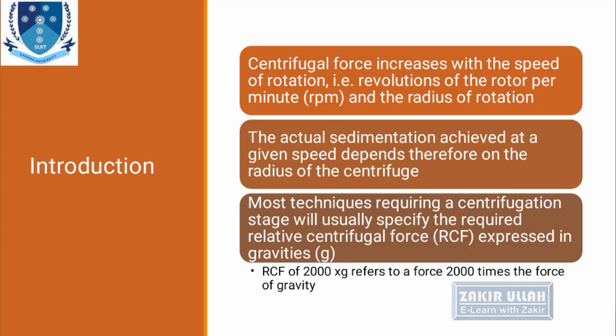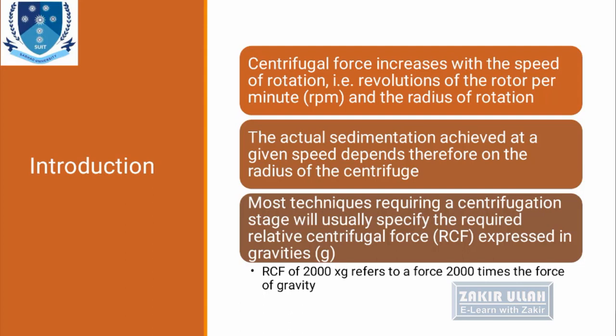Centrifugal force increases with the speed of the rotation, and the speed of rotation depends on two things. One is the revolutions of the rotor per minute, that is, how much the rotor of the machine revolves in one minute. And the other thing is the radius of rotation, that is, the distance from the center of the rotation to the last point where the tubes are present in the bucket. So these two things change the centrifugal force.